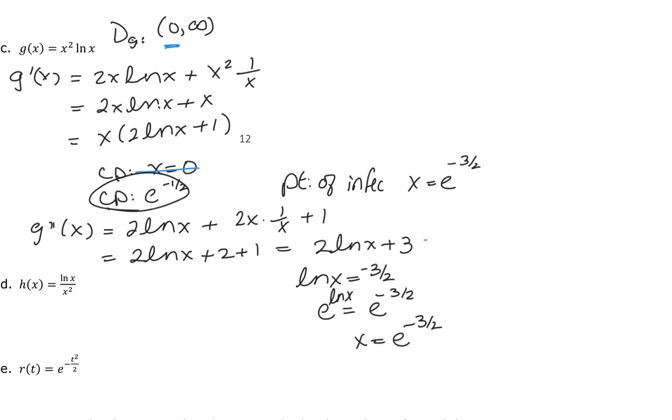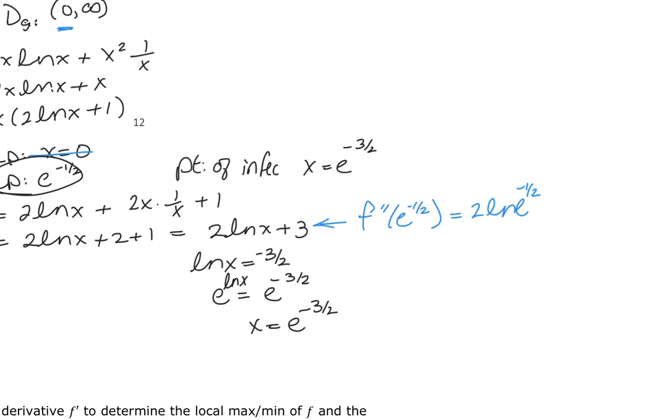So I'm going to put it in right here. f double prime of e raised to the negative 1/2 is equal to 2 times the natural log of e raised to the negative 1/2, plus 3. So the natural log of e raised to the negative 1/2 is negative 1/2, times 2, so it's negative 1 plus 3. So this is greater than 0. So this is a minima. So we know that we have a minima right here.